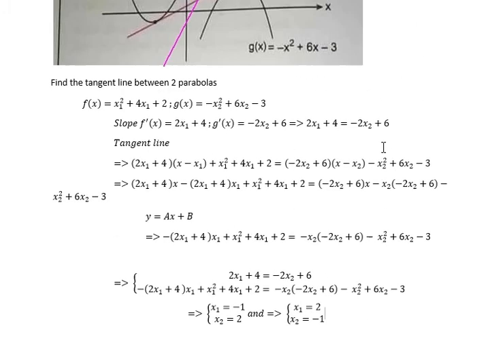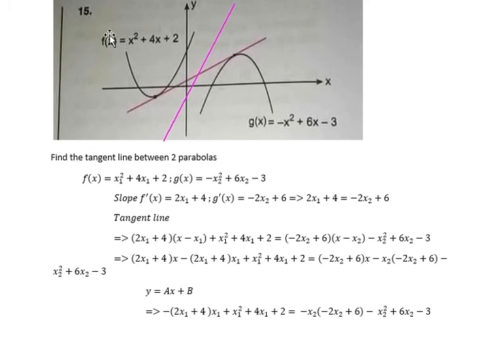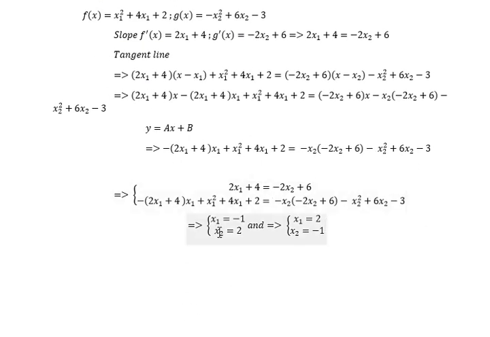But if you look at the graph, f of s is on the negative side, g of s is on the positive side. It means we choose only s1 equals -1, s2 equals 2.